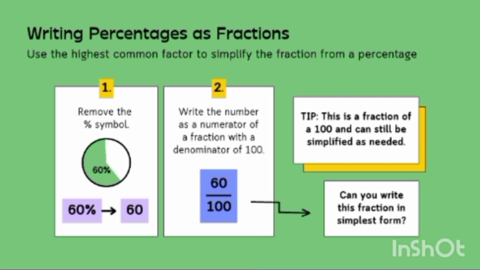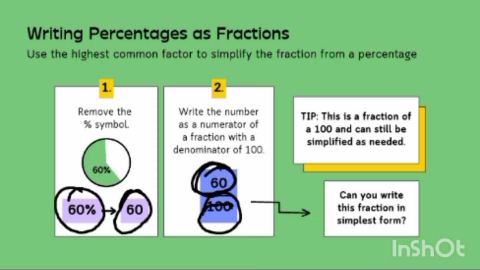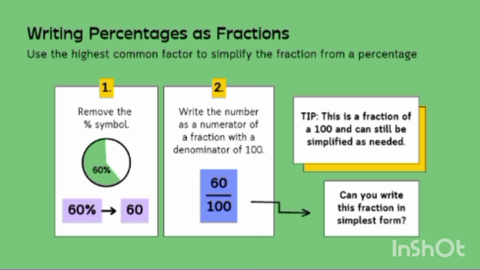Now if you are writing percentages as fractions, we have the vice versa. Use the highest common factor to simplify the fraction from the percentage. The first step is to remove the percentage symbol. We have 60. Now write 60 in the numerator and 100 in the denominator. You need to write only 100 in the denominator, it is like a formula. You can't write 50 or another number.